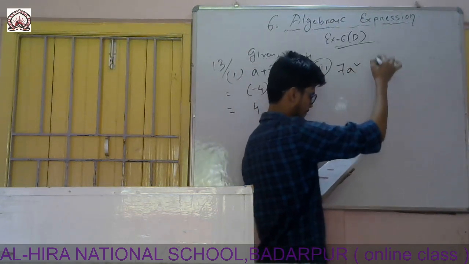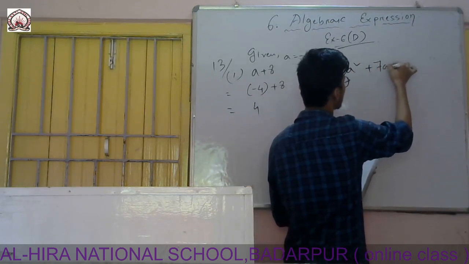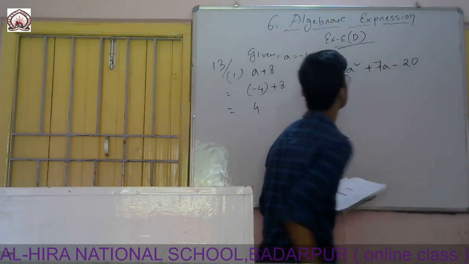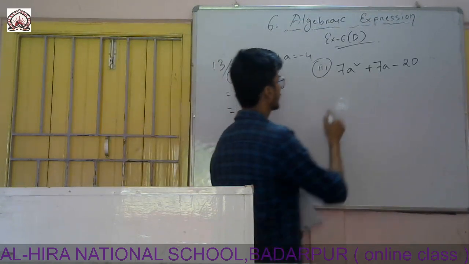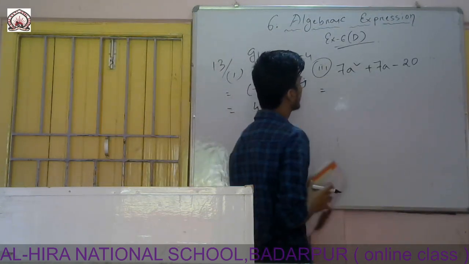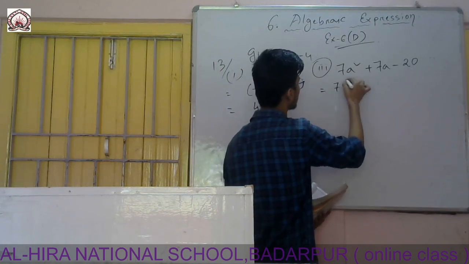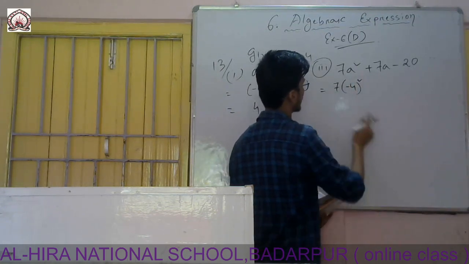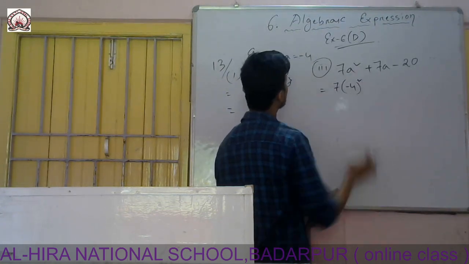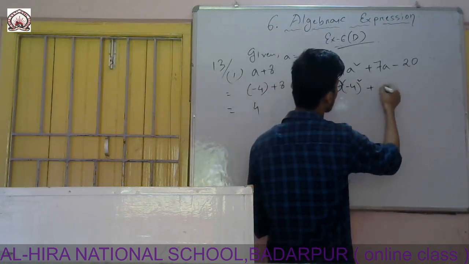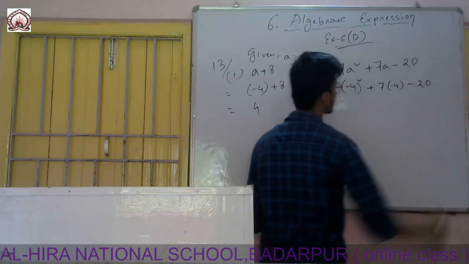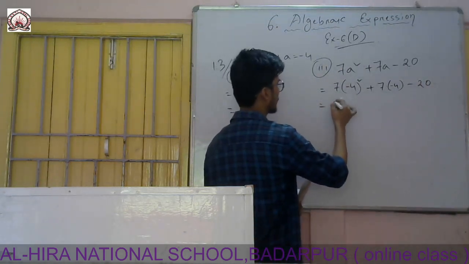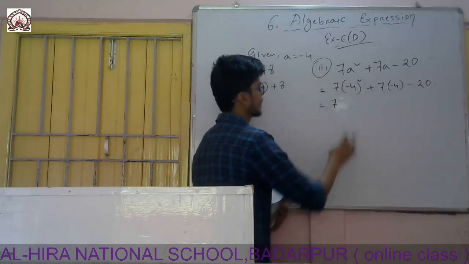7a square plus 7a minus 20. In place of a square I have to put the value as minus 4 square. Value of a is minus 4, so it will be minus 4 square plus 7 into minus 4, and at last it is minus 20. So I will solve this.